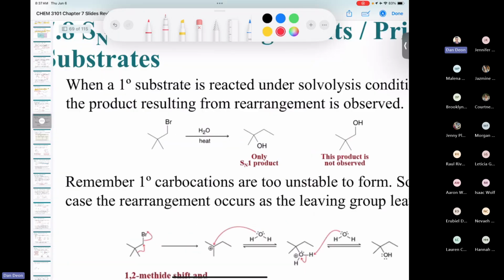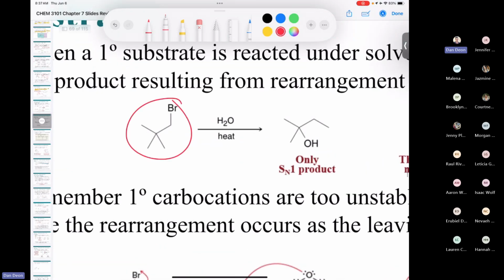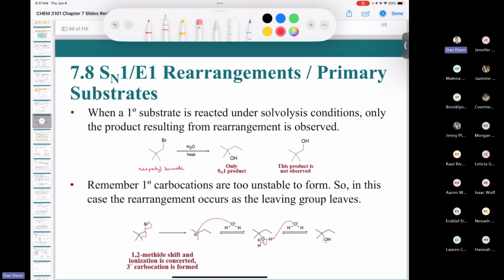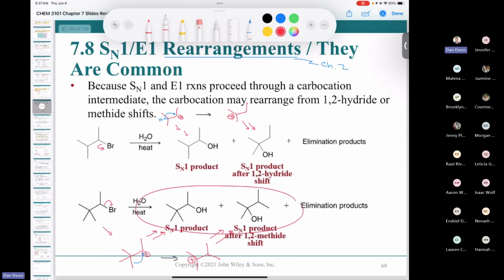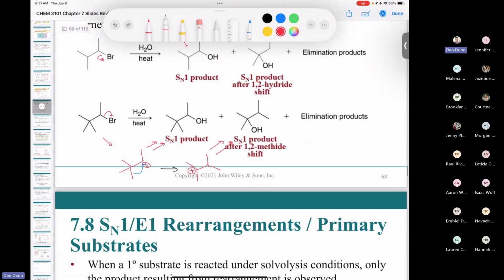Now, if you look at this substrate here, do you guys remember this guy? He came up last class. This is called neopentyl bromide. So somebody asked me, when you're looking at the products that are formed, do you have to be able to predict which one would be more abundant? We're going to look at that in a little bit. Yeah, we'll take a look at that in a few minutes.